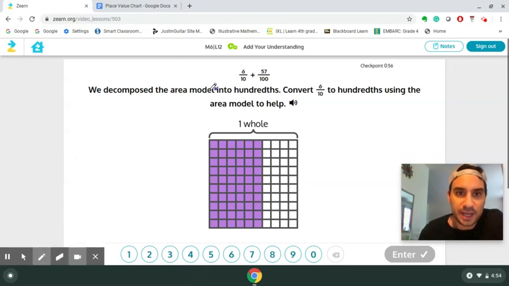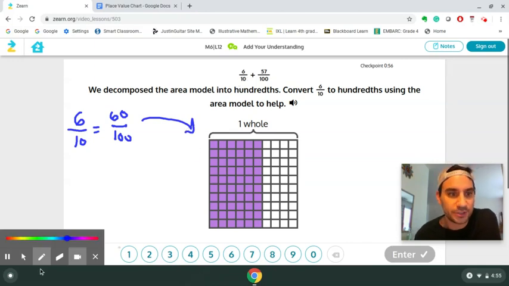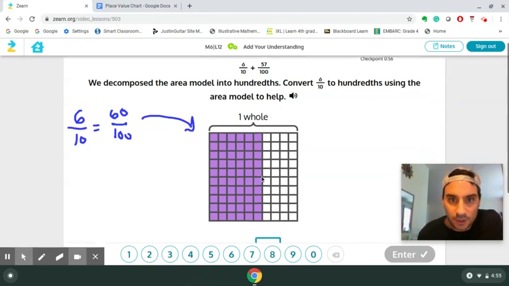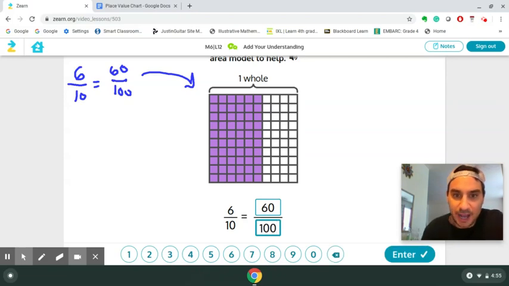All right, we decomposed the area model into hundredths. So we turned our 6/10 into 60/100ths. Notice it right there. We have 60 out of 100 shaded in. I just gave away the answer here, but that's okay. We can see that we have 60 hundredths filled in, 60 of these units out of 100 now. That's our equivalent fraction. Say it with me, equivalent fraction. Let's keep it moving.